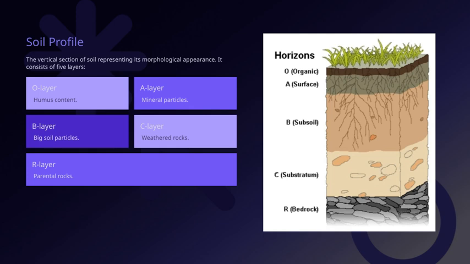Moving down, we encounter the B layer, or subsoil, which contains bigger soil particles and is often less rich in organic material. Below that lies the R layer, which consists of unweathered parental rocks that form the foundation of the soil profile. Finally, at the very top, we see weathered rocks, which have undergone physical and chemical breakdown over time. This vertical section visually represents how soil develops and varies in composition from the surface down to the bedrock, helping us understand its overall structure and fertility.